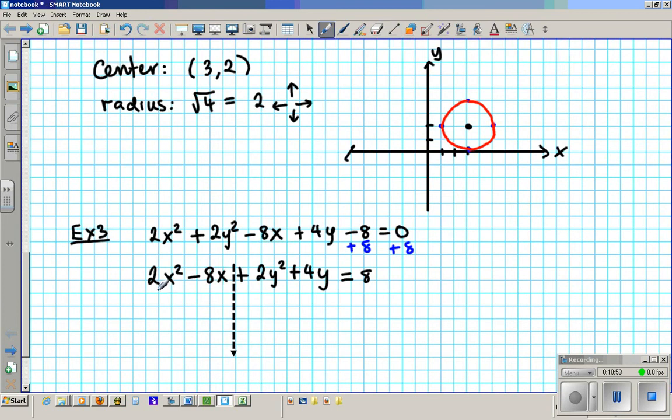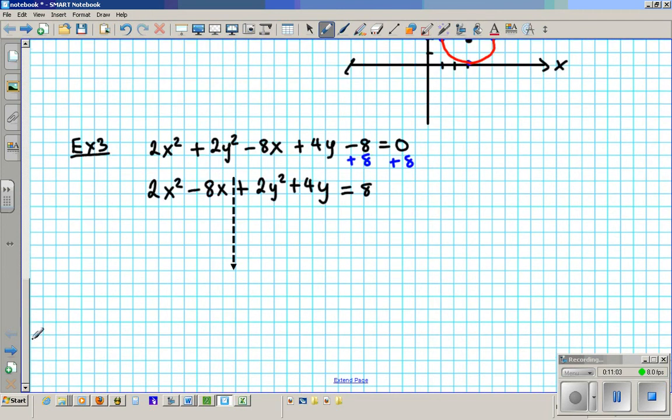But before we do that, we need to have our square standing alone. The coefficients can be nothing other than 1. So this 2 is a problem, and this 2 is a problem. So we need to factor it out, okay? So let's factor out the 2. When I factor out the 2, it's the same thing as dividing these two terms by 2. So I divide this by 2, divide that by 2. So I'm going to be left with x squared minus 4x.